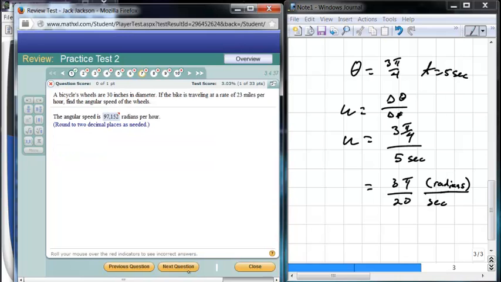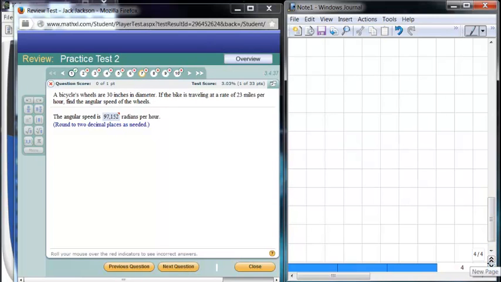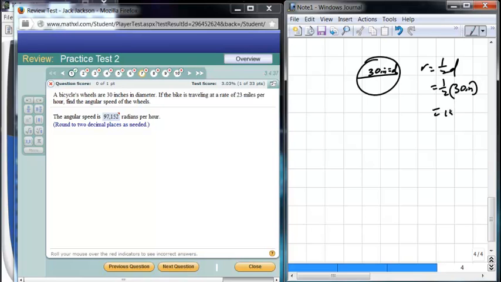Next question. Alright, we've got a bicycle wheel that is 30 inches in diameter. So the wheel across here is 30 inches in diameter, so the radius is half of that, which is 15 inches. Okay, and if it's going 25 miles per hour, find the angular speed of the wheels. How fast are the wheels moving around?